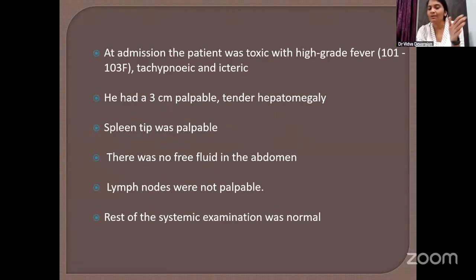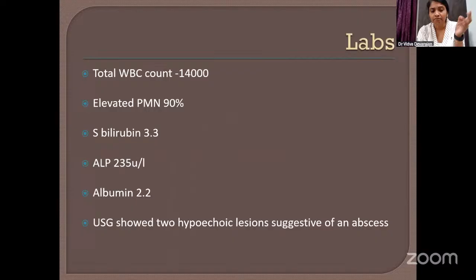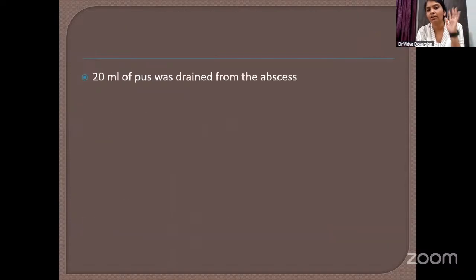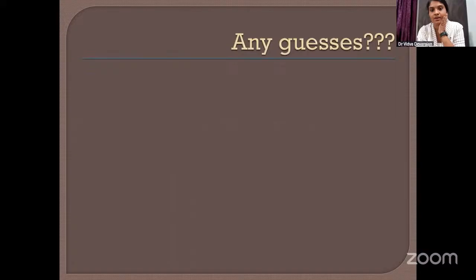So at admission, he was toxic with high-grade fever. Spleen tip was palpable, had a tender hepatomegaly. Leukocytosis with polymorphonuclear cells. Bilirubin was elevated, alkaline phosphatase was elevated, ultrasound showed 2 hypoechoic lesions. 20 ml of pus was drained from the abscess. So any guesses for diabetic, liver abscess, agriculture? This should definitely give you a clue.